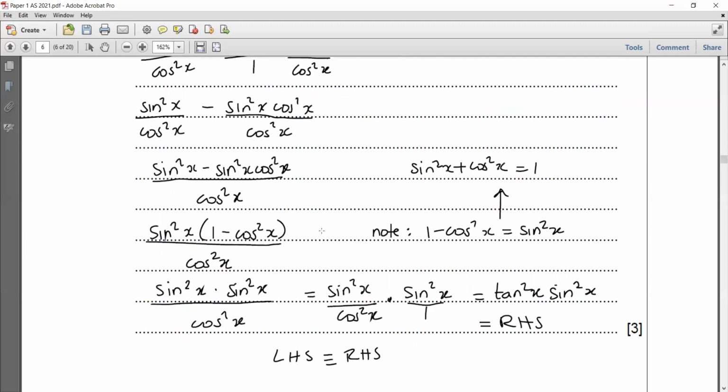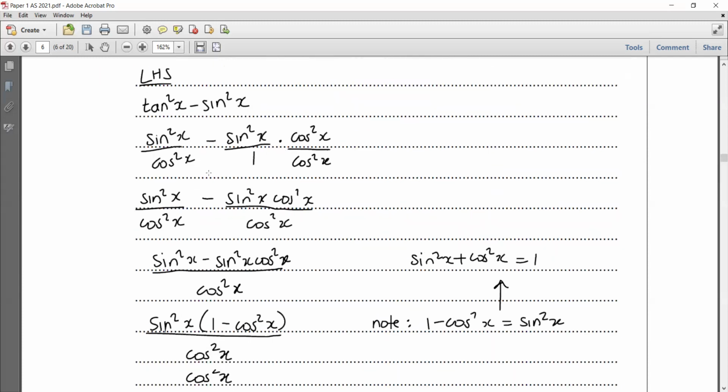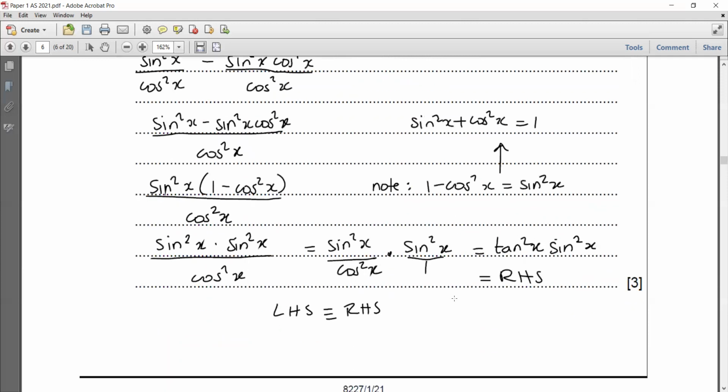So key things here, very important. You must always pick one side only. You work on that side and that side only until what you have is exactly what is given on the other side.